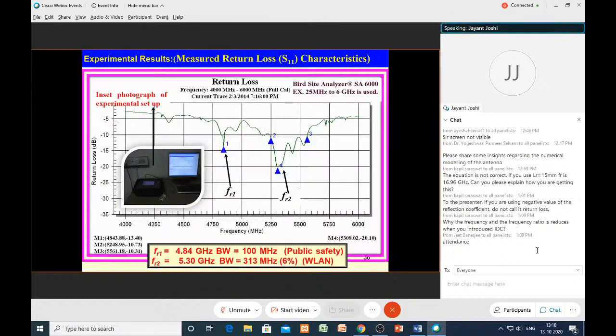Now see, these are the measured results. FR1 is 100 megahertz, public safety band, at 4.84. See, the frequency values are shifted. Why shifted, we have to discuss in the next slides. And the second frequency band is 5.30 gigahertz. It is a WLAN frequency application. So these are the measured results. We have measured it in our laboratory, and the instrument I used is a vector network analyzer.